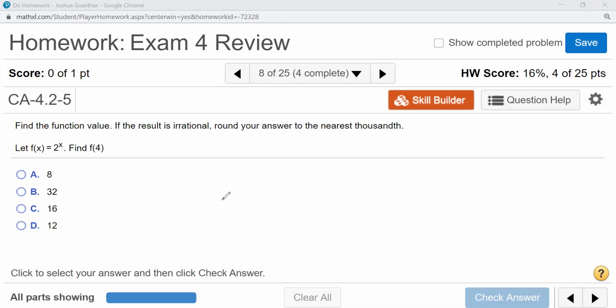Here's a simple one. Let f of x be equal to 2 to the x. Find f of 4. Okay, so f of 4 is going to be just 2 to the 4th, which is just going to be 16. So it's just function notation, which is something you should already be comfortable with. Simple function notation.